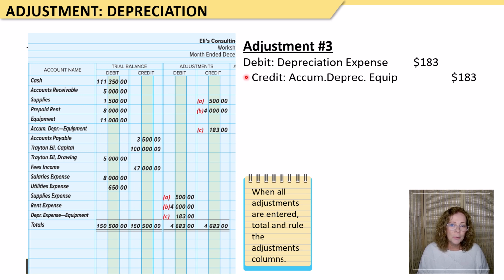Let's now enter the depreciation into the adjustment column of our worksheet by debiting the depreciation expense equipment account for $183 and crediting the accumulated depreciation account for $183. Don't forget to calculate the total debits and credits for the adjustment columns and double check that they are the same amount.